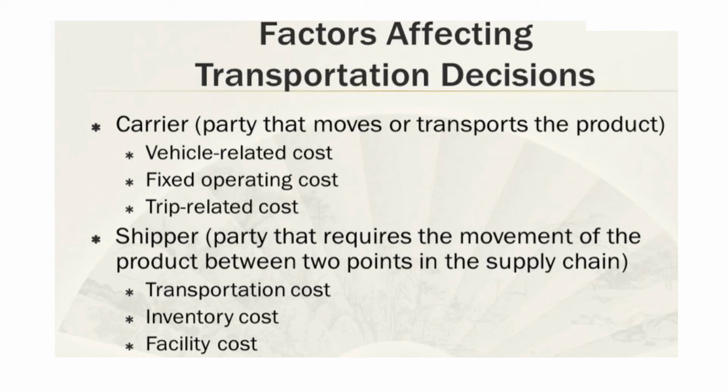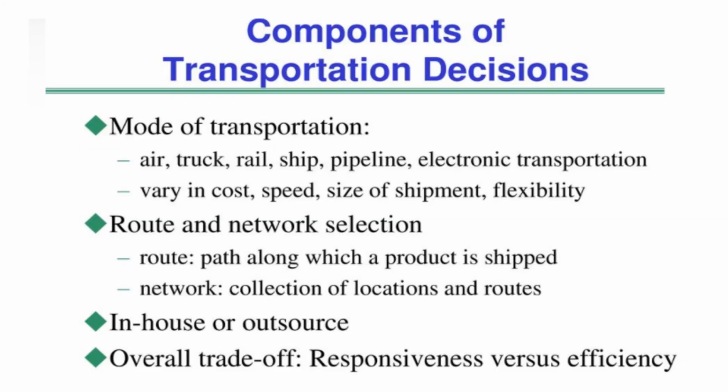Similarly, a shipper is a party that requires the movement of the product between two points in the supply chain, which involves transportation cost, inventory cost and facility cost. There are various modes of transportation used in supply chain management: airways, truck, rail, ship, pipeline and electronic transportation, which may vary in cost, speed and size of the shipment. Whichever is flexible for the particular product, that transportation driver may be chosen based on the criteria of route and network selection.